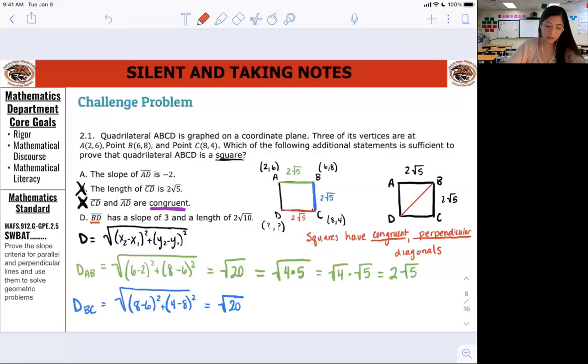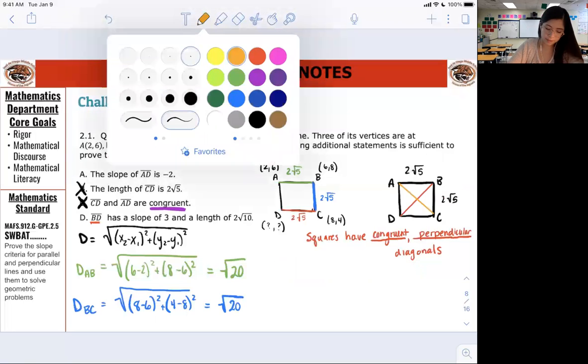So if AC and BD are congruent and perpendicular, then that is enough information to tell that this is a square. So we have to check if that number that they put there is the correct number. Which means, what do I need to find now?